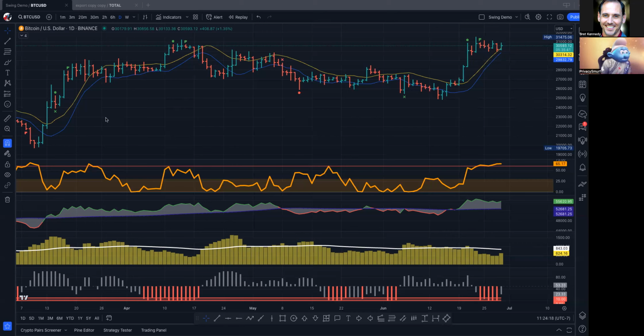So that's really the bare bones part of the strategy. You have the identification of the trend, and then we have this other flag symbol right there.